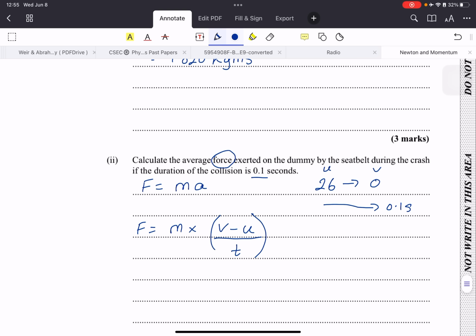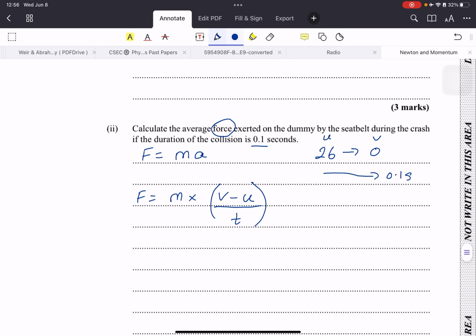So we didn't actually change the formula, we just used different numbers in our question to put it in the formula because we didn't have acceleration outright. We needed to calculate it, and v minus u over t is how we calculate acceleration. So let's put this in our formula now. The mass was 70, the final velocity was 0, the initial was 26 and the time was 0.1.